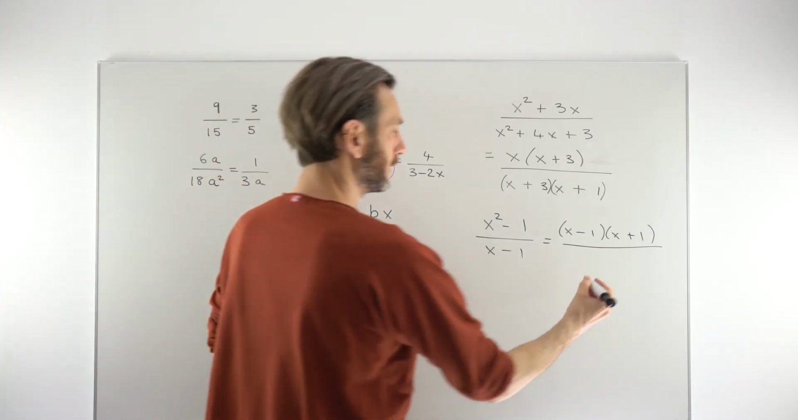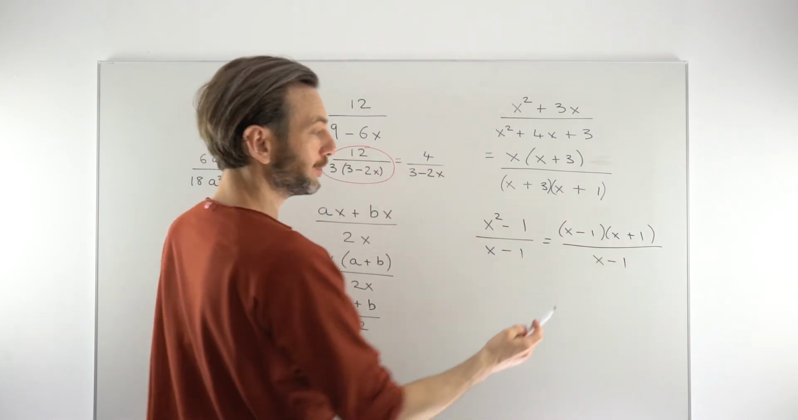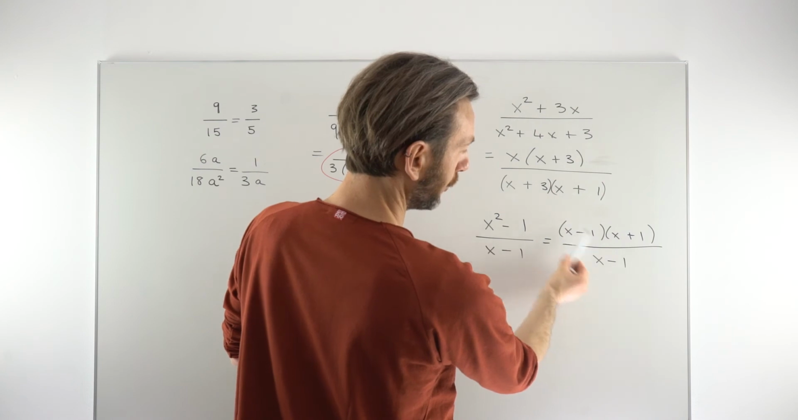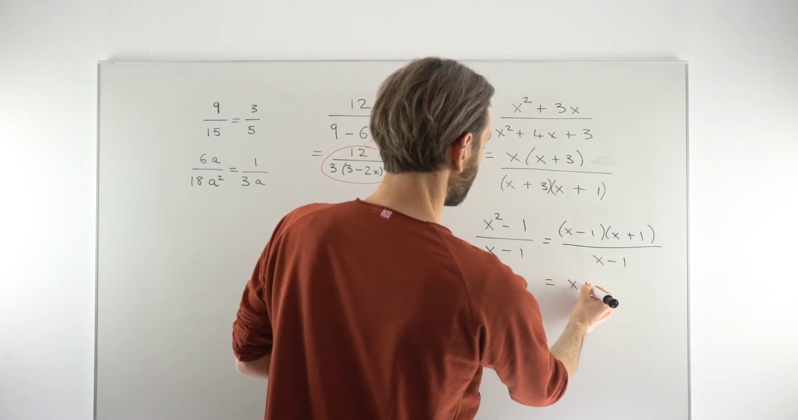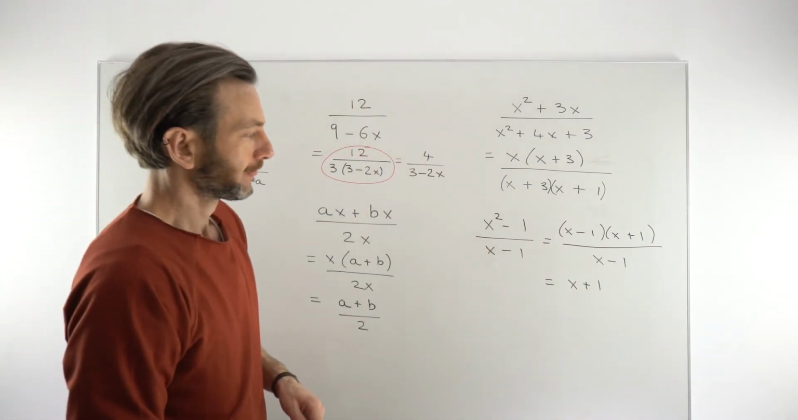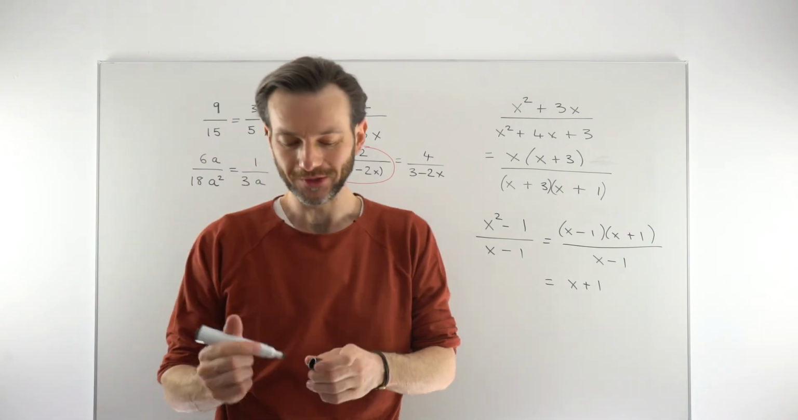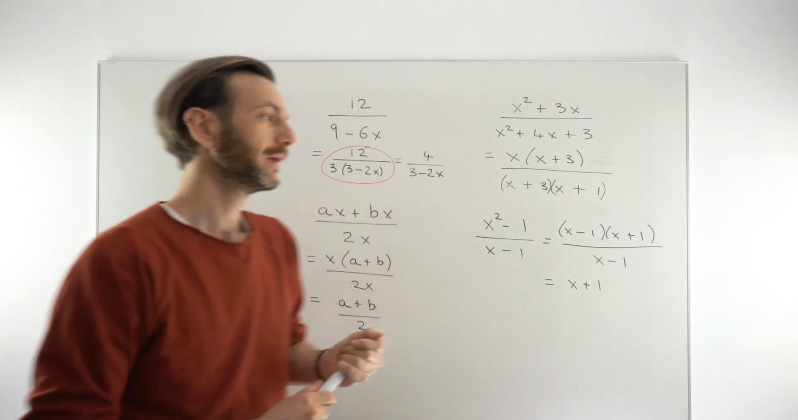It's already in its kind of lowest terms, so we just leave that where it is. And now we can see we've got a common factor of x minus 1, top and bottom. So if we divide by that common factor, we would just end up with x plus 1. Yeah, that's basically how you simplify algebraic fractions. They're not terribly difficult.